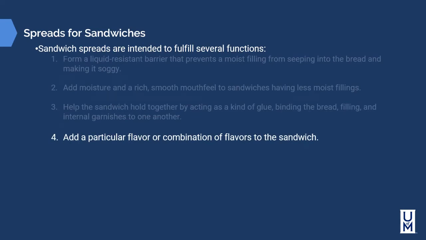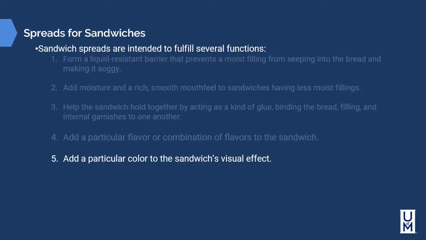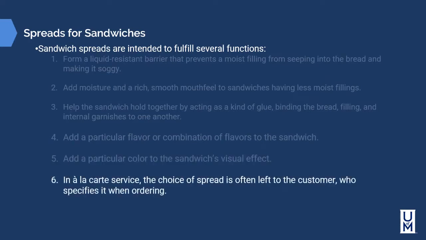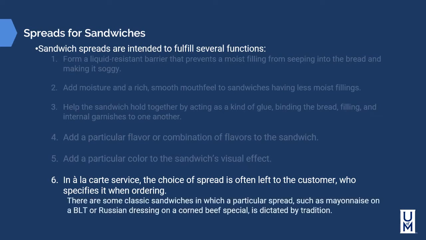4, add a particular flavor or combination of flavors to the sandwich. 5, add a particular color to the sandwich's visual effect. And 6, in a la carte service, the choice of spread is often left to the customer, who specifies it when they order. There are some classic sandwiches in which a particular spread, such as mayonnaise on a BLT or Russian dressing on a corned beef special, is dictated by tradition.